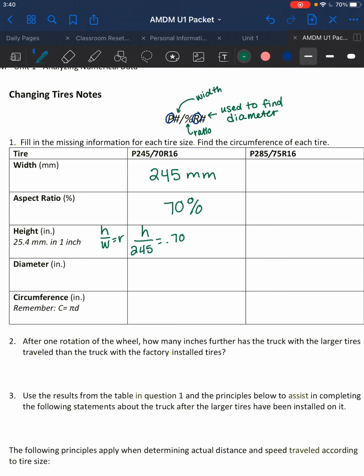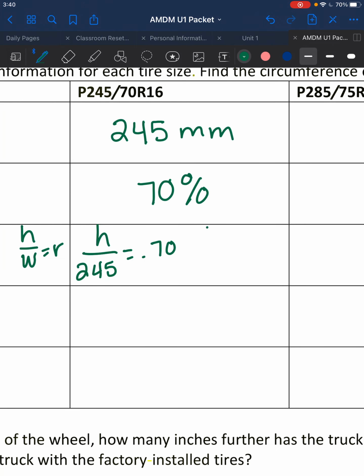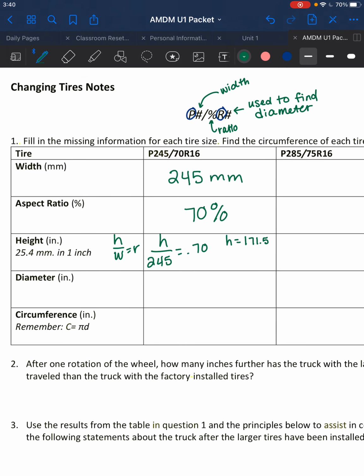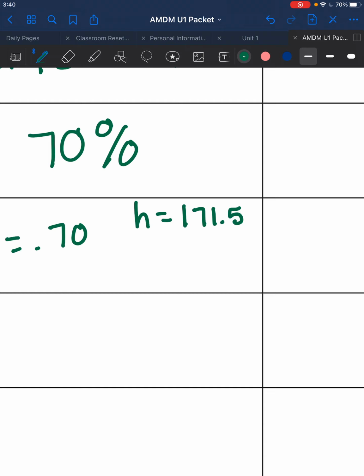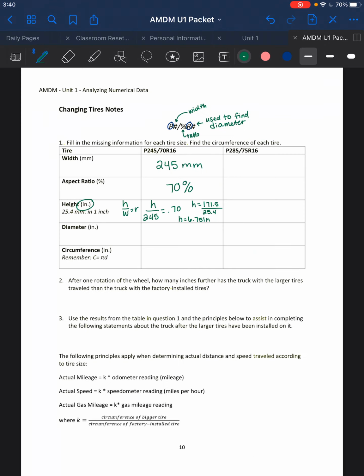To move that 245, I'm going to multiply both sides by 245 because I don't have a lot of room. I'm just going to do it on my calculator, and I get 171.5. That is in millimeters. I need my height to be in inches, so I need to convert this by dividing by 25.4, and that gives me a height of 6.75 inches.